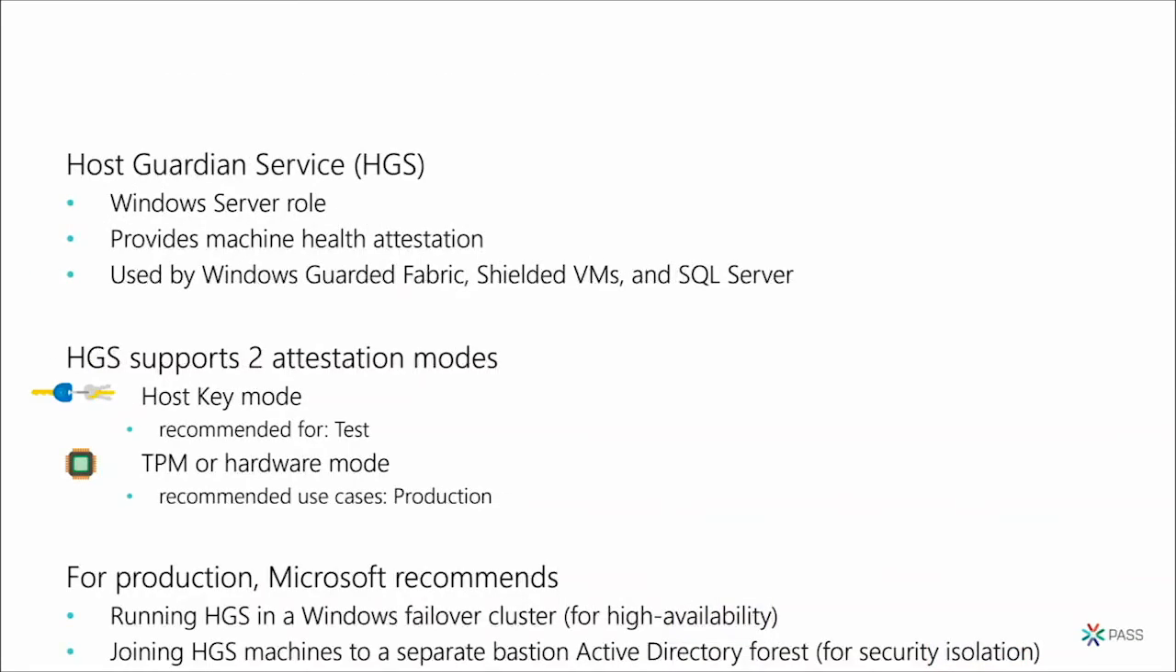And there are different attestation modes. There's a hardware mode and a host key mode. With the host key mode, we make it a little easier for you, so you can implement a test environment quite easily. You don't have to go all the way for the hardware mode, because the hardware mode basically means the machine running the HGS should have its own Active Directory assigned, in a certain mode, Bastion Active Directory for example. So it's a little bit of extra work.